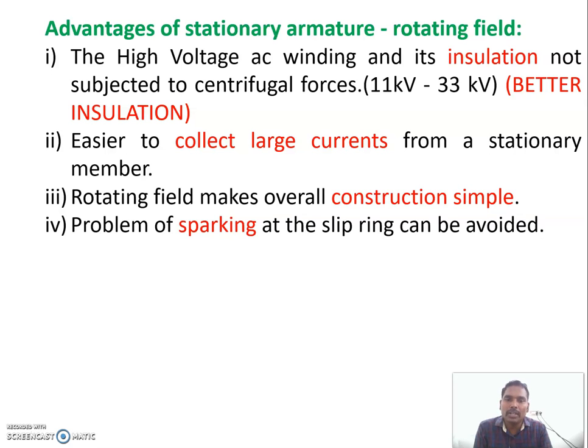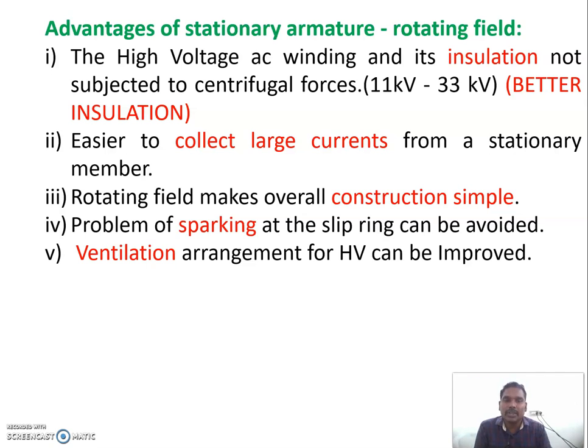Then, the problem of sparking at the slip ring can be avoided. If you have the stationary armature, we collect the current from the stationary part itself, so we do not have any type of ring arrangement in this condition, and we can avoid this very easily.